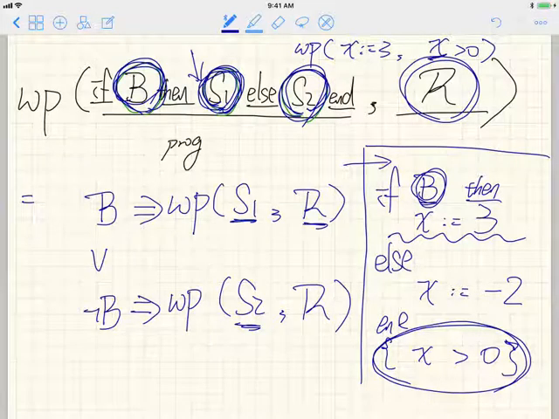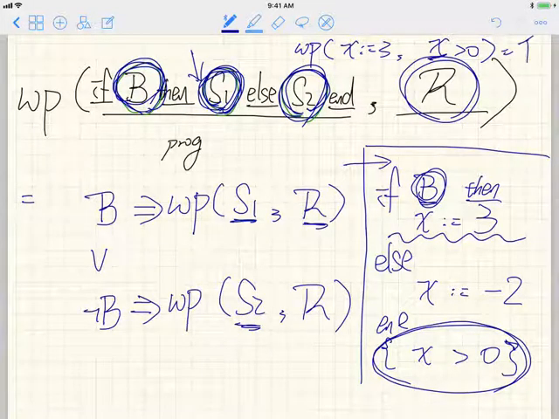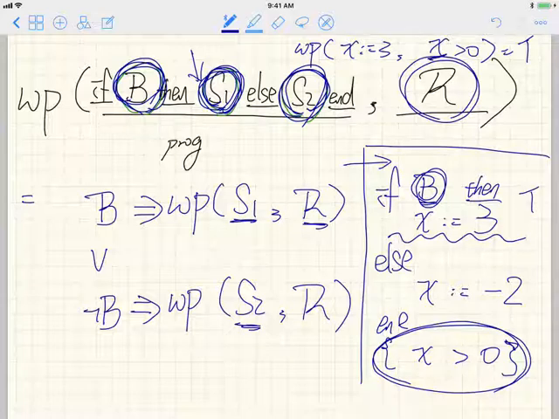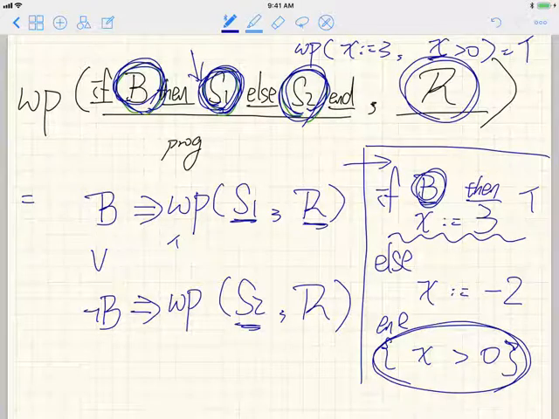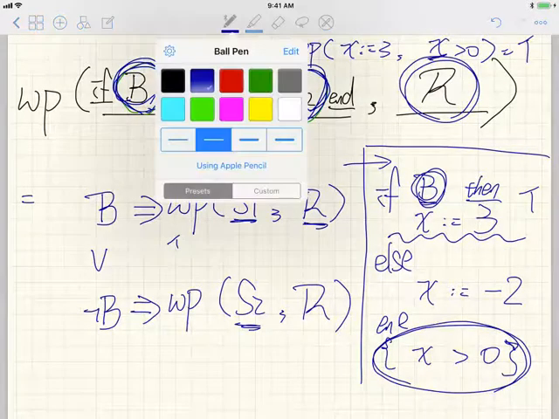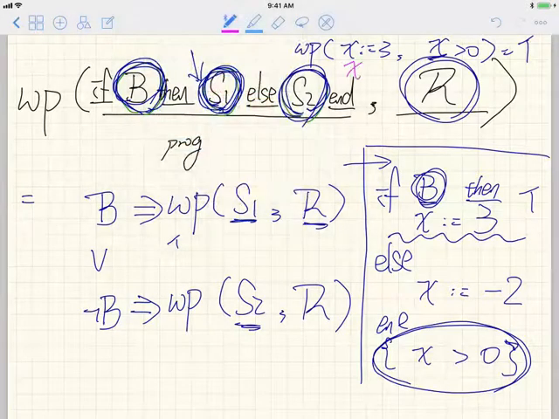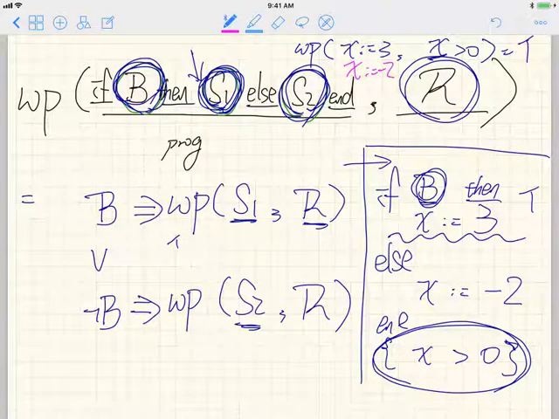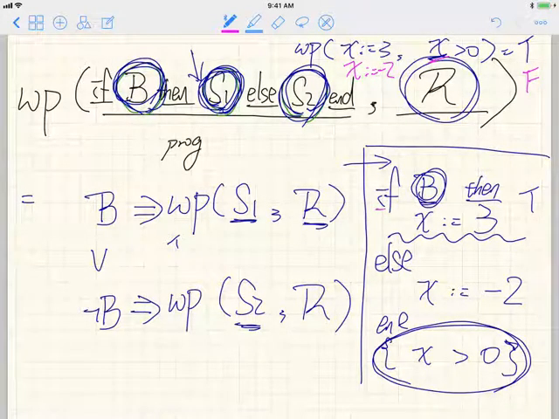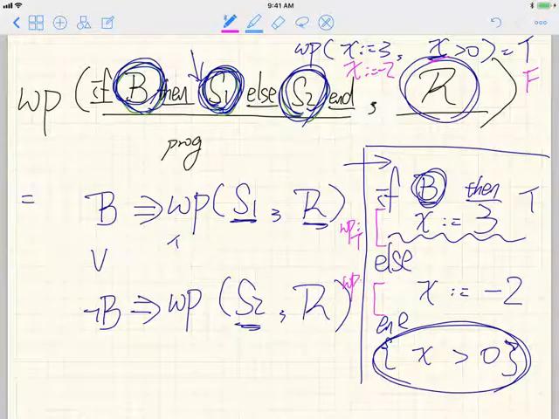3 larger than 0 is always true, right? So this one is simply just true. I can just put true over here for now. In some ways, one branch is simply just true. And then what about the else branch? For the else branch, what's the weakest precondition for x assigned to minus 2 to establish the same postcondition? It's false, because if I replace x simply by minus 2, I get minus 2 larger than 0, which would be false, right? So for this branch, the WP is simply true. For this branch, the WP is simply false.